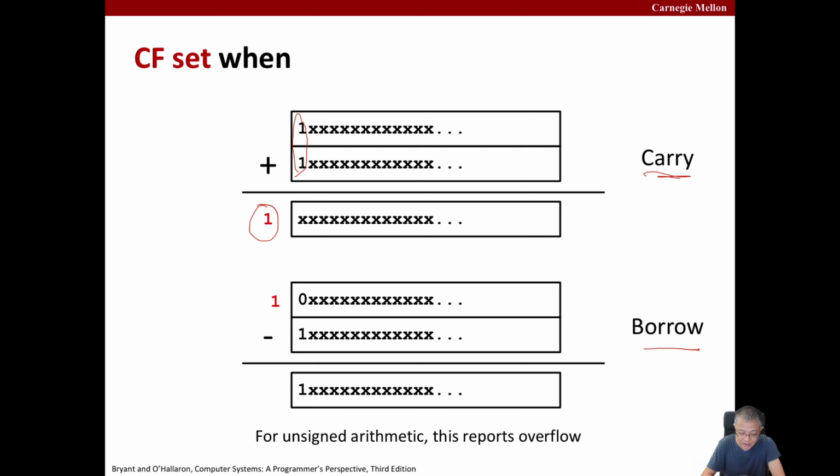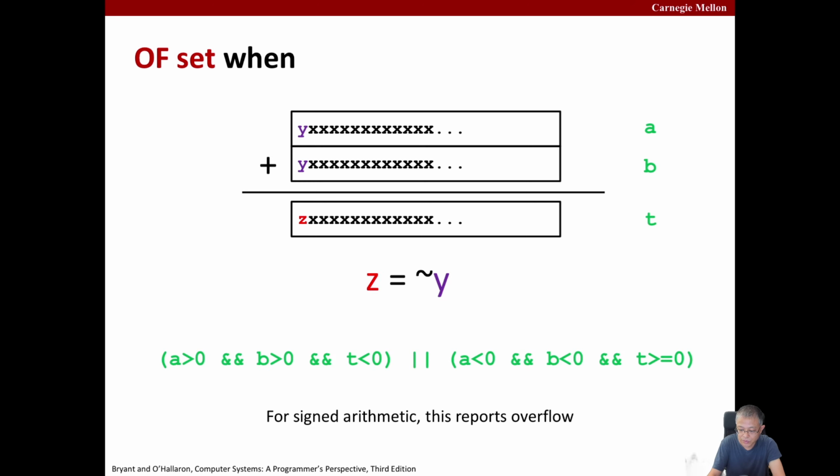These are for unsigned arithmetic, and this reports the overflow. The OF is decided by those conditions. For signed arithmetic, those report the overflow. O means overflow, right? So those are the 4 conditions for arithmetic.